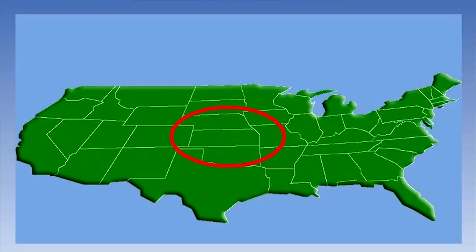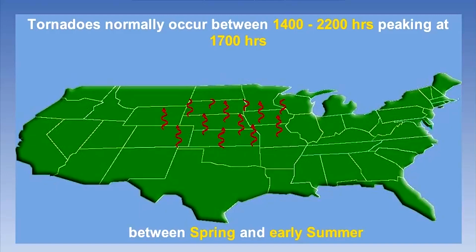The initial spin of the air is probably caused by vertical shear, with air feeding into the system from different directions at varying heights. But strong surface heating and great instability are also required for the formation of tornadoes. Most tornadoes occur between 1400 and 2200 hours local time, with a peak at around 1700 hours and most commonly in spring and early summer.